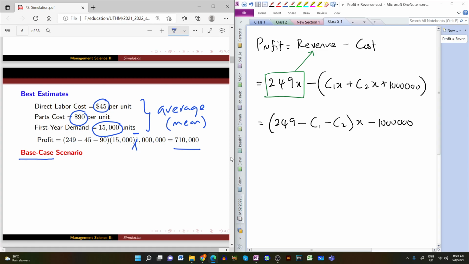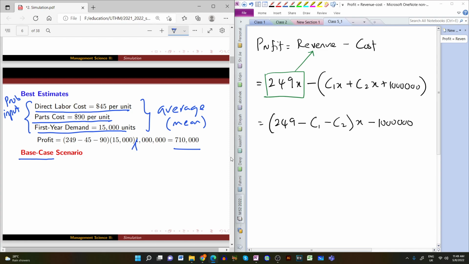Now instead of having an average or mean, let's say instead of having a single value here, direct labor cost, part cost, first year demand, all these are inputs. A much more appropriate word is probabilistic inputs. We don't know, we just assume it may happen like this.